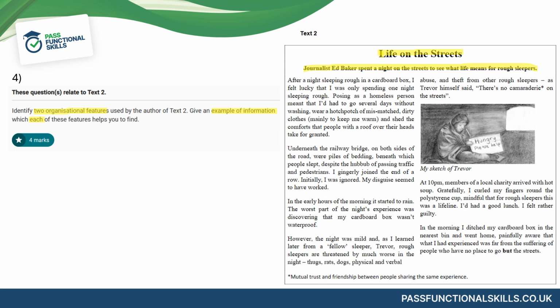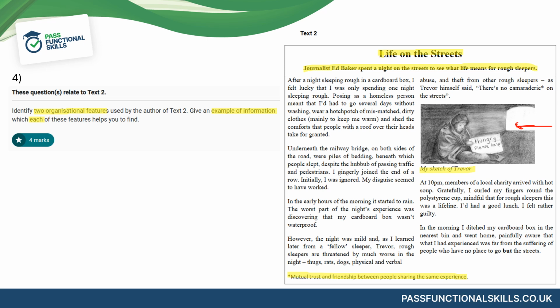We've also got an image here. Be careful not to say photo for that because it's not, it's a drawing. We can say image or graphic. We've also got a caption underneath that telling us what it is. And we've also got a footnote down here as well. So you can pick any 2 of those organisational features for your first 2 marks.